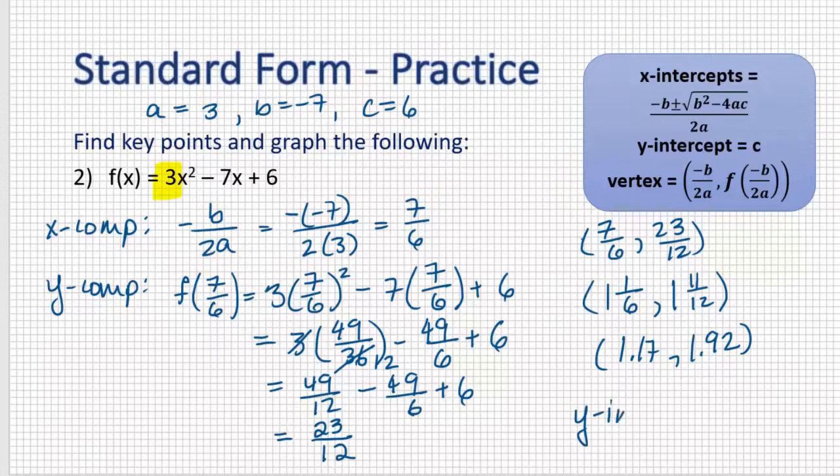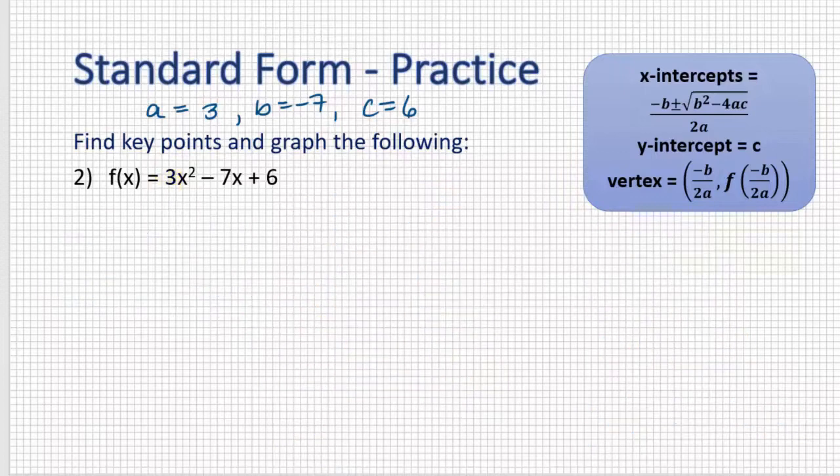The y-intercept is just equal to c, so the y-intercept is equal to 6, and let's remember that that's the point 0, +6 on the coordinate plane. So I've tidied this up so that we can find the x-intercepts. Of course, we find the x-intercepts by setting y equal to 0. So we're solving for x given that 0 is equal to 3x squared minus 7x plus 6.